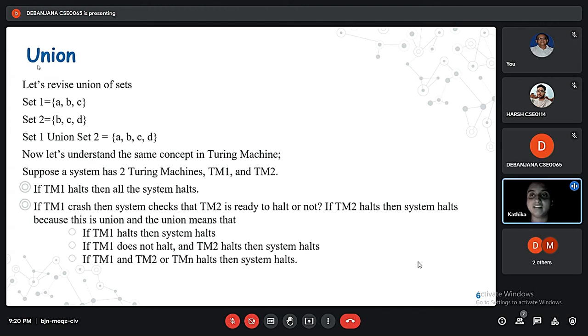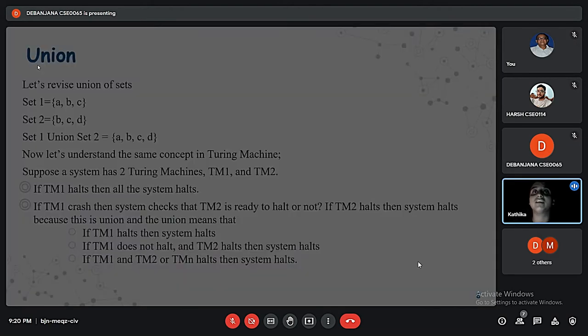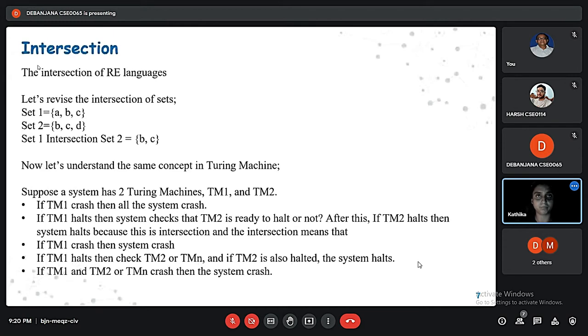Now let us understand what happens. Suppose a system has two Turing machines, and if TM1, Turing machine 1, halts, then the system will halt. And if TM1 crashes, then the system checks whether TM2 has halted or not. If TM2 also halts, then the system halts. So TM1 and TM2 are not interdependent. Now moving on to the next slide, my next teammate will discuss the next property, intersection.